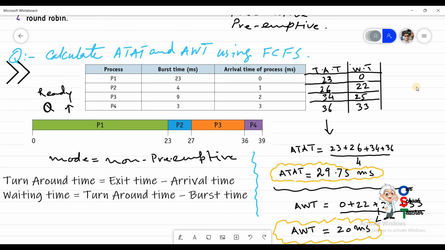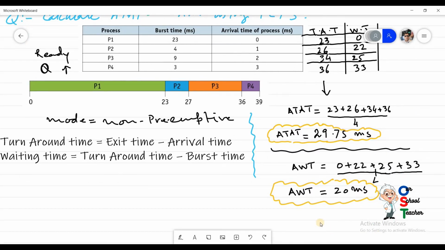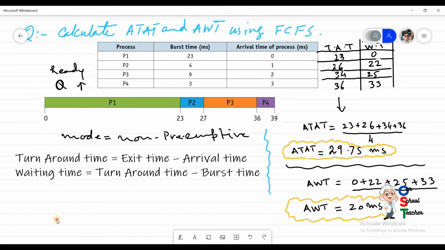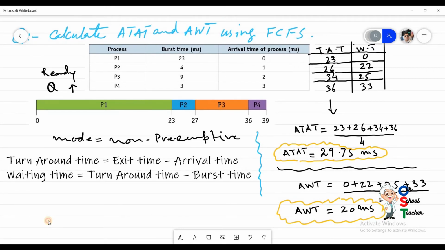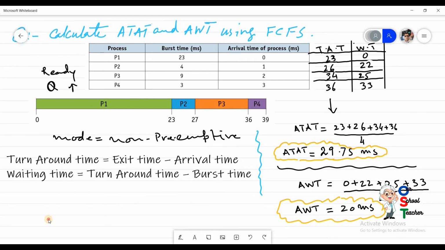Now very easily we can calculate average turnaround time and average waiting time. Just add all these and divide by 4. You can calculate average turnaround time, and similarly for average waiting time, just add all these waiting times of all processes and divide by 4. So average turnaround time is 29.75 millisecond and average waiting time is 20 millisecond. So this is how you can calculate average turnaround time and average waiting time for a schedule.